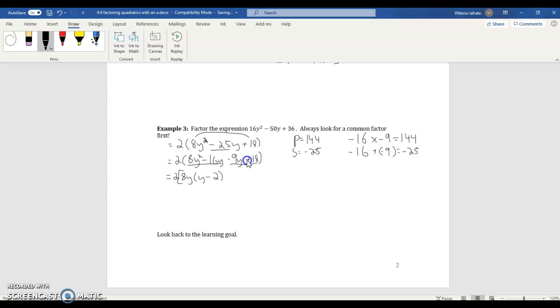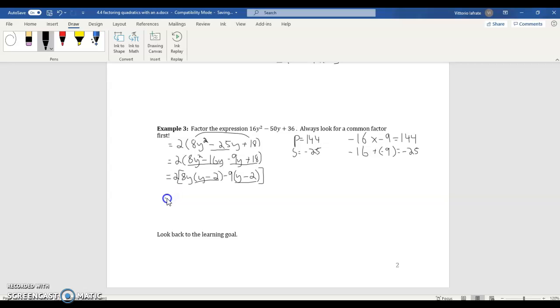And from negative 9y plus 18, it looks like you could take out a negative 9. So if you take out a negative 9, and you divide each term by negative 9, you get y minus 2. And then we'll close that off with those square brackets here. And so now what you'll notice is we have y minus 2 in common with the 8y and the negative 9, something we can factor out.